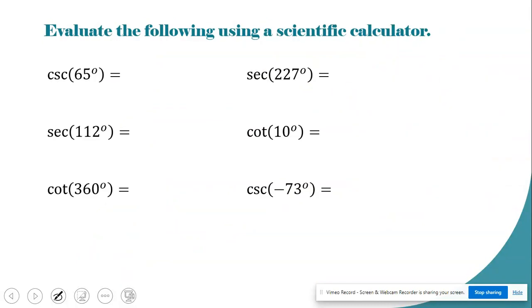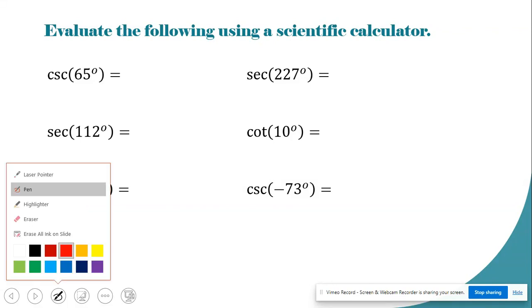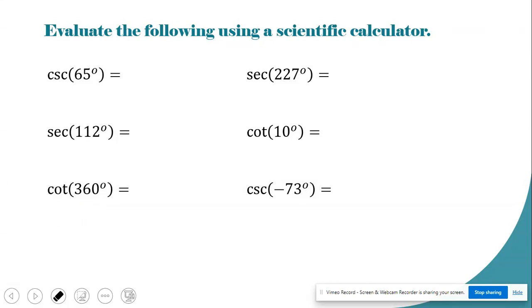So now I want you guys to pause this video, take a second, and see if you can get a scientific calculator and calculate all of these. Because 65 degrees is not a known value on our unit circle. Neither is 112. 360 is. You could do this one without, but you can also use a calculator. 10, negative 73, 227. Those are all oddball ones. So I want you to make sure your calculator is in degrees mode and go ahead and see if you can put these guys in there.